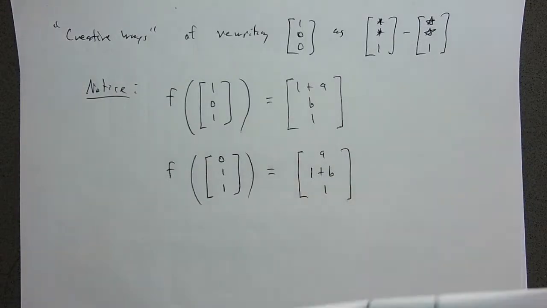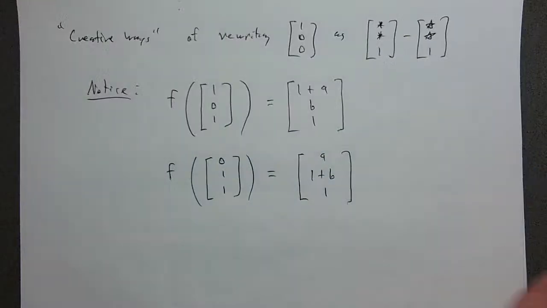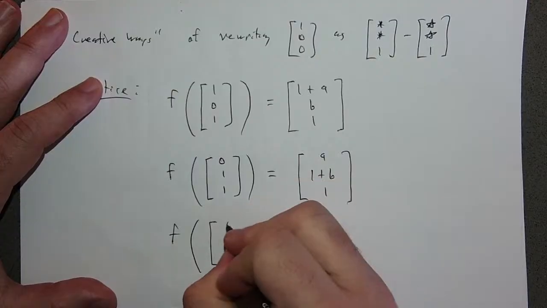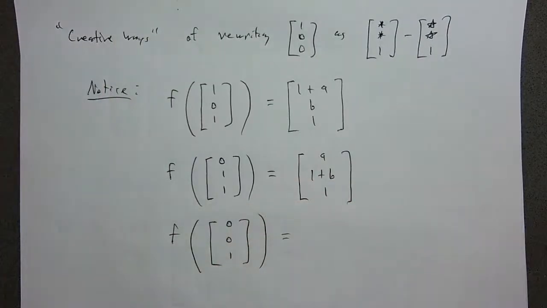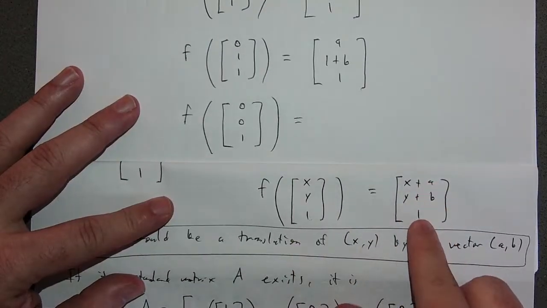Now, this last thing, as I mentioned, is actually easy to compute. So I might as well go ahead and compute it here. F of 0, 0, 1 is simply, we look here, this is just a, b, 1.